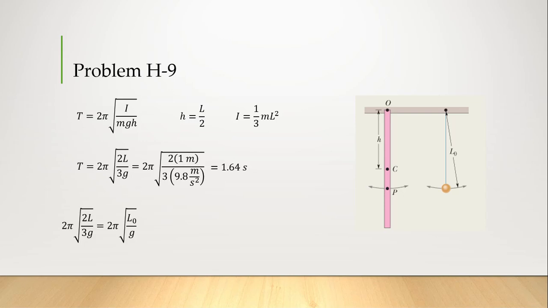Now if I try to set up this relationship to calculate L0, the length of my simple pendulum, I could set the period of my physical pendulum equal to the period of my simple pendulum. First thing that happens is the 2 pi's cancel out. I can square everything to get rid of the square roots. Looks like g gets to cancel out, and so really it's just 2/3 L, or 0.667 meters, or 66.7 centimeters.